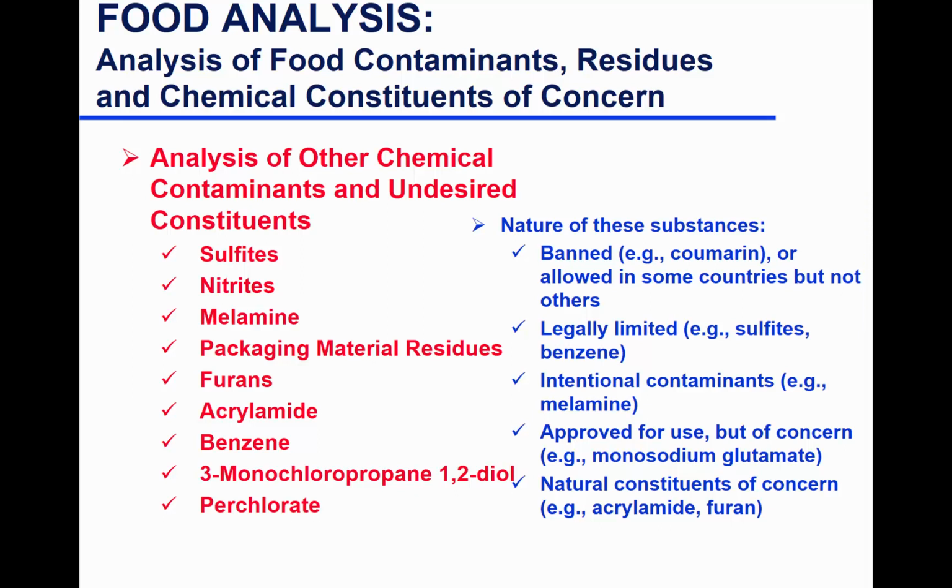And these are the categories. Some are banned completely, some have legal limits. Some are international contaminants like melamine, and some are approved for use but of concern, like monosodium glutamate, the umami flavor. And some are natural constituents of concern. That means they occur due to processing of natural products. So potato, for example, in the presence of a reducing sugar and asparagine in frying oil, which means high temperature, you're going to form acrylamide. Furans are often formed in high sugar, high carbohydrate foods under high heat.